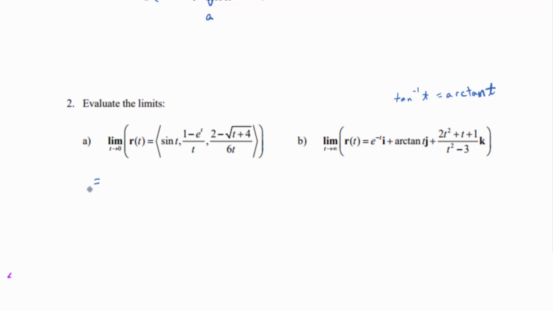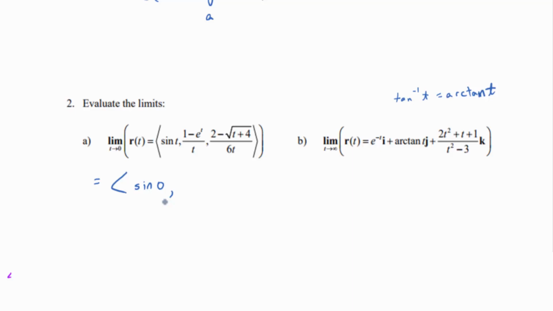What's going to be the limit of the sine of t as t goes to 0? Direct substitution, right? Sine of 0. So the work I'll show is I'm directly substituting 0 in. That's the only work I'm going to show, and then in the next step, I'll write down 0 in that spot. What about that other guy?